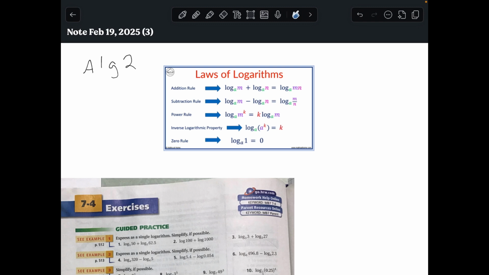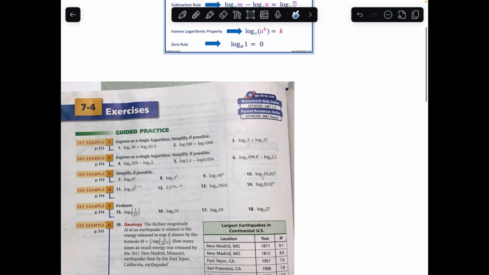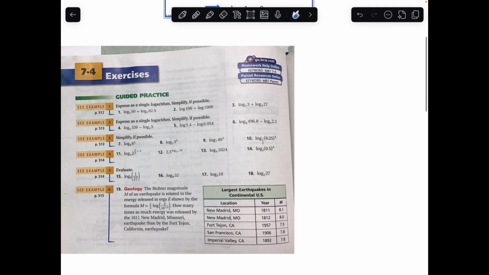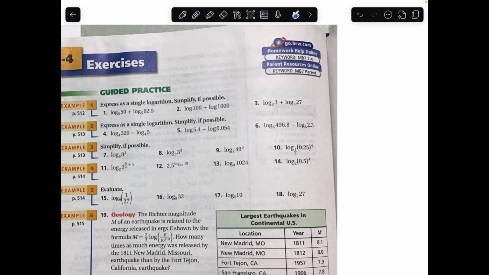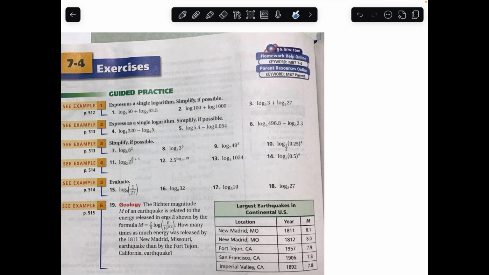With that in mind, I'll slide down here to the assignment on 7-4. So, for example 1, and for 1, 2, and 3, they want us to apply these rules that we have. So I'm going to take the first one. Let me zoom in a little bit. It's log base 5 of 50 plus log base 5 of 625.